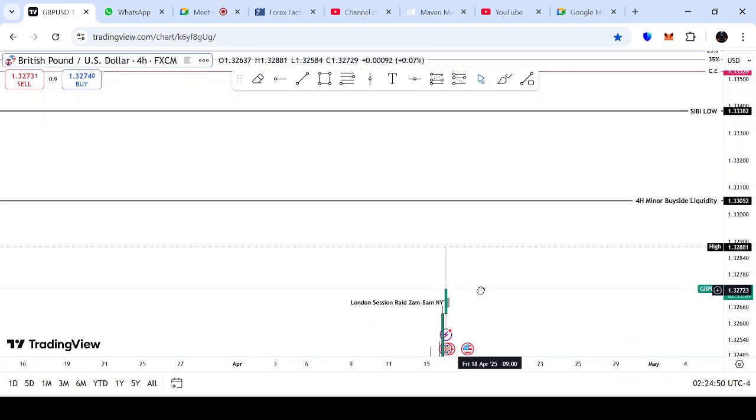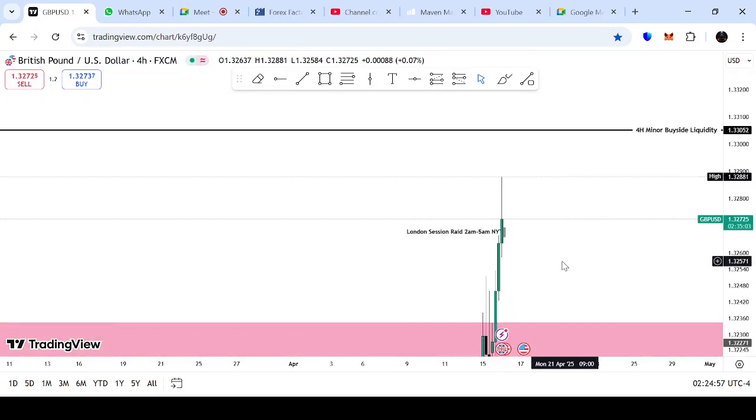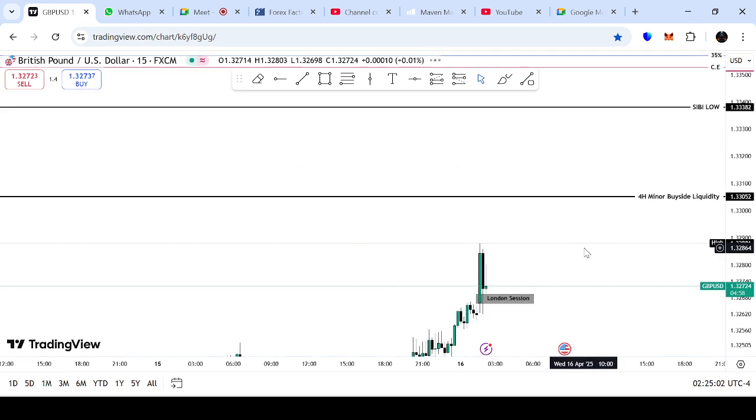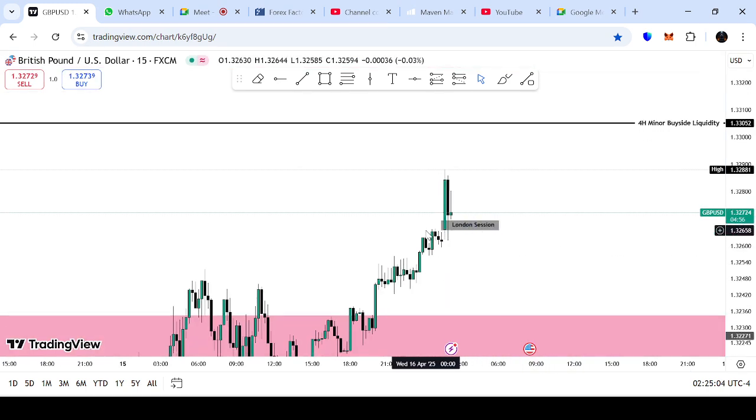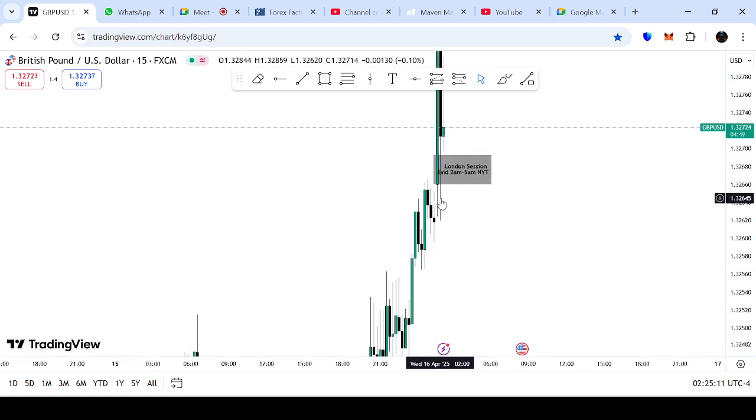So London session rate, we anticipate price delivery at this 4-hour buy side liquidity. So you can go down to lower time frame. We have 15 minutes time frame. Down 15 minutes time frame, you can see that void. This is a void. It's a void, this 2 o'clock rejection block there. Are you seeing that gap there between this candle body and this candle here?